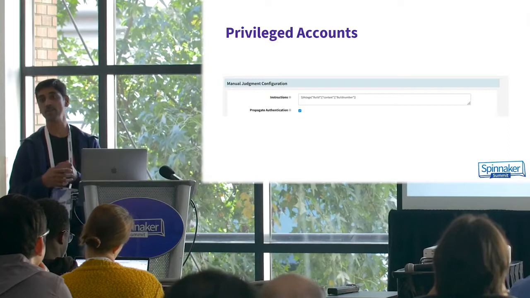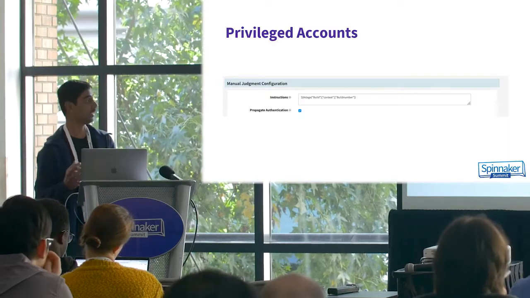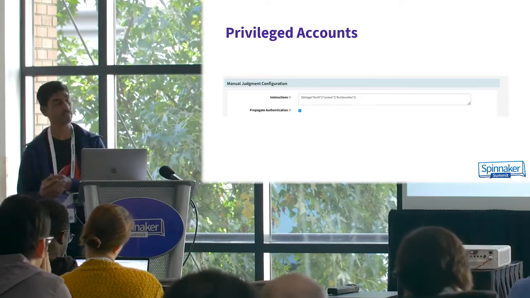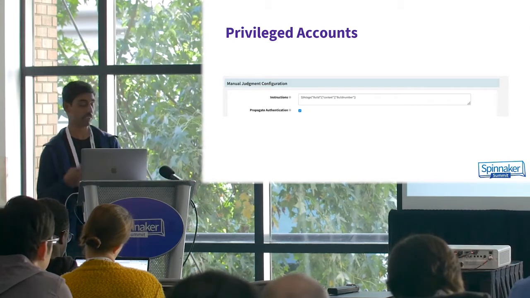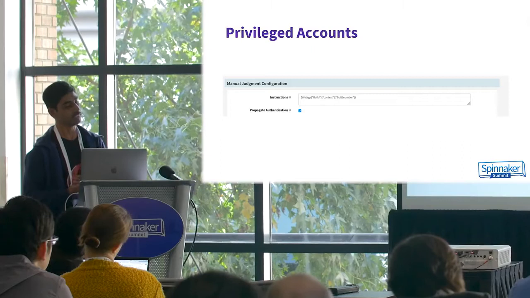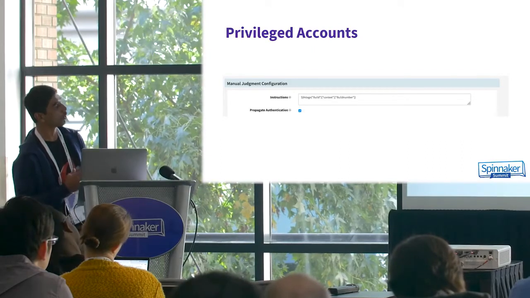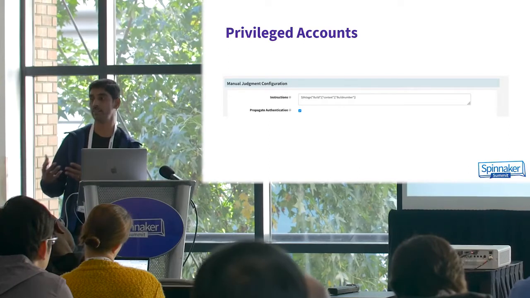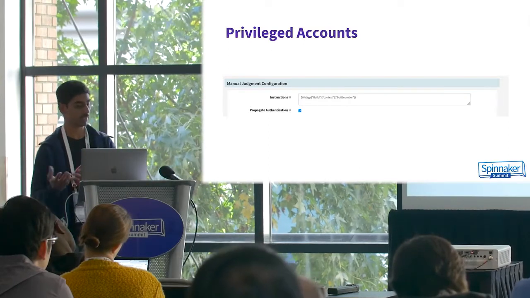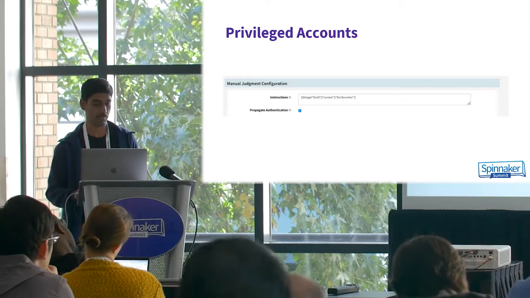Previously, let's say the production account is guarded by operations. Anyone could give a manual judgment, but it would fail because they don't have the permissions with their authentication. Now with this, you propagate authentication, but you also restrict who can give the manual judgment, to allow those services to go through for deployment.